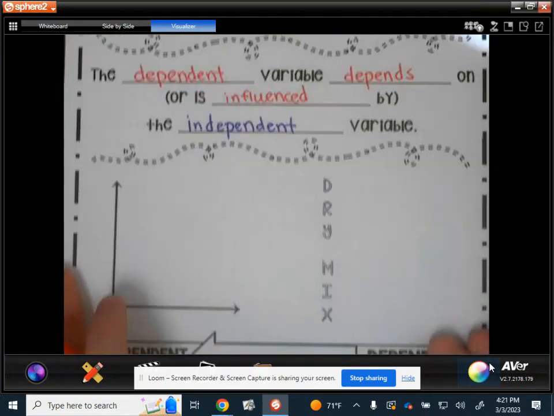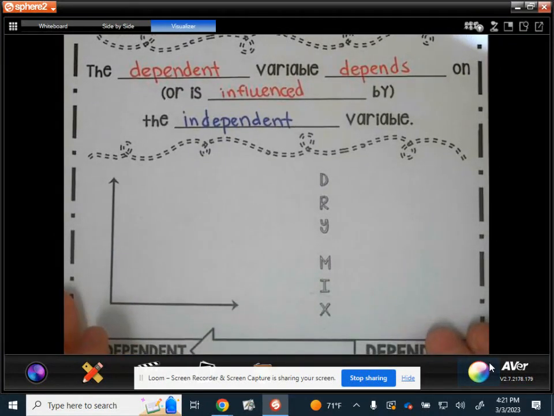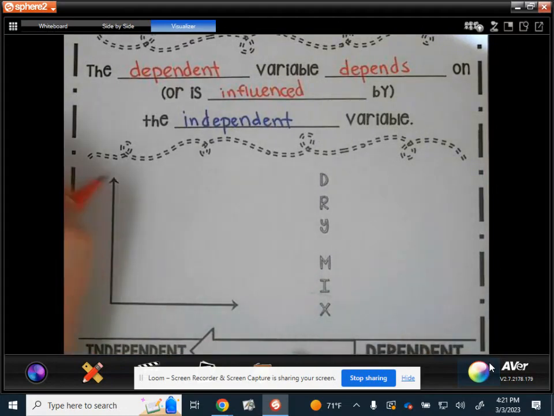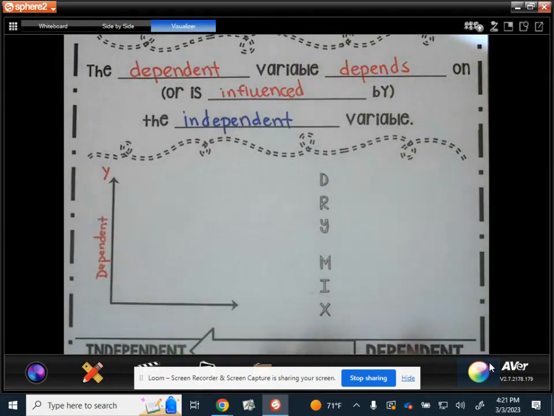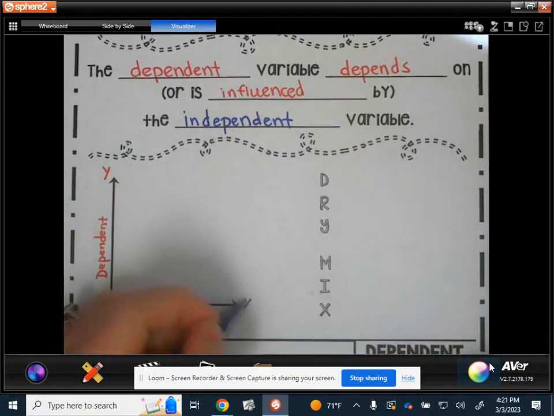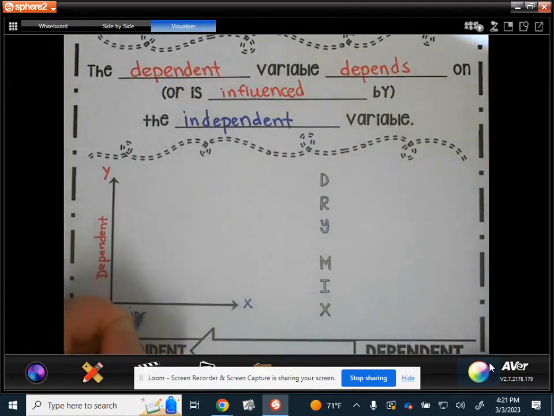So a lot of times this is shown on a graph. It can also be shown in a table. But your y-axis is always going to have the dependent variable on it, and your x-axis is always going to have the independent variable on it.